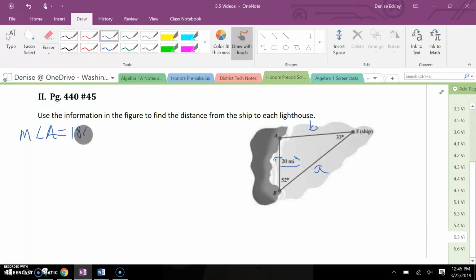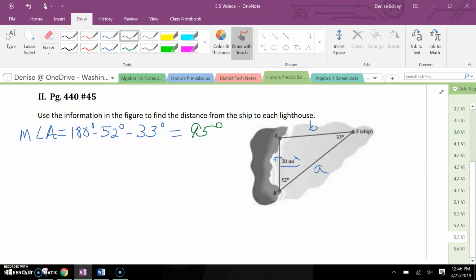And since we have a triangle, we're going to take 180, and we're going to subtract the 52 degrees that happens at lighthouse B, and the 33 degrees, which is near the ship. And when we do that, we get that angle A is 95 degrees. So not a right triangle, close to it. It does look like a right triangle, but you can't make that assumption.